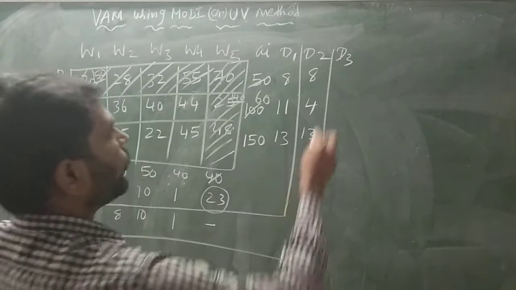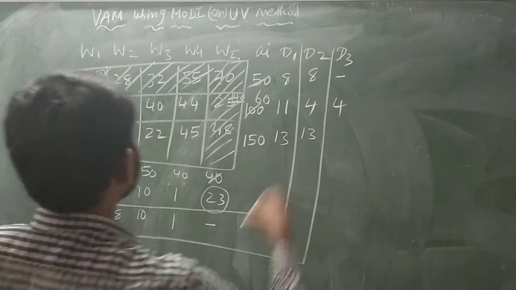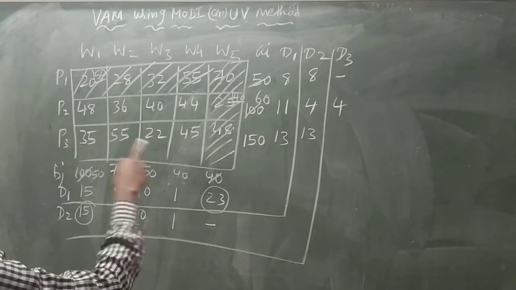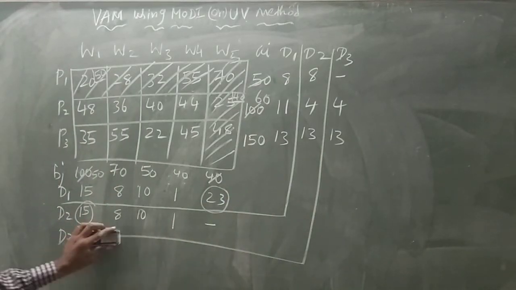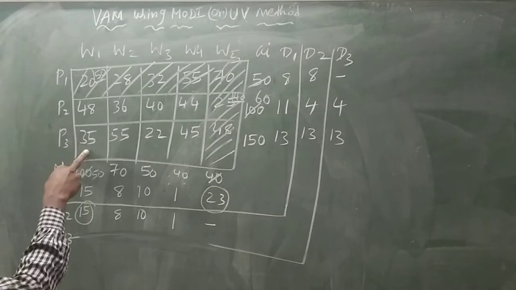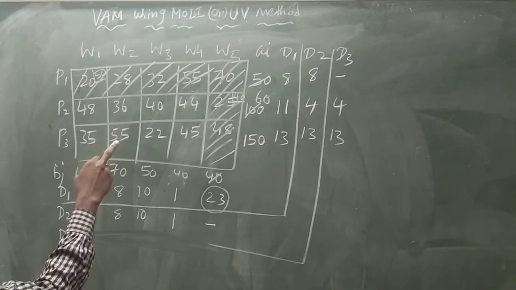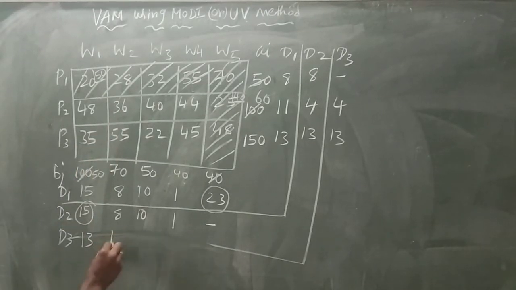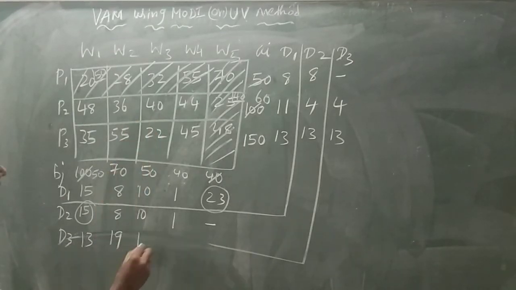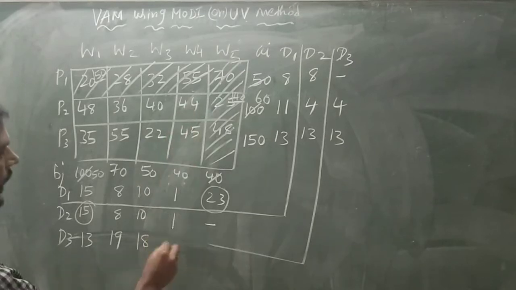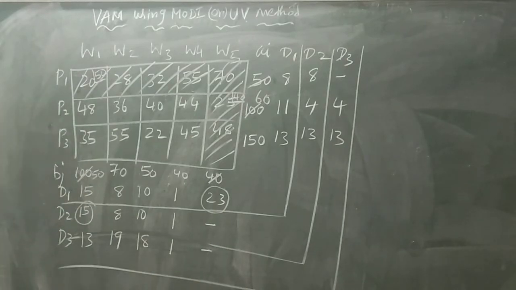Next one is difference 3. In the first row no value. In the second row, least value is 36, another least value is 40, difference is 4. In the third row 22, 35, difference is 13. In the same way for columns: first column 35, 48, difference is 13. Second column 36, 55, the difference is 19. In the third column 22, 40, the difference is 18. In the fourth column 44, 45, difference is 1. Last column no value.